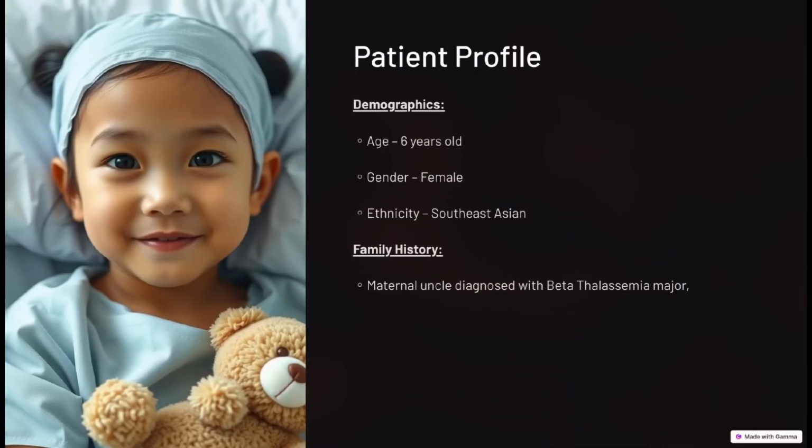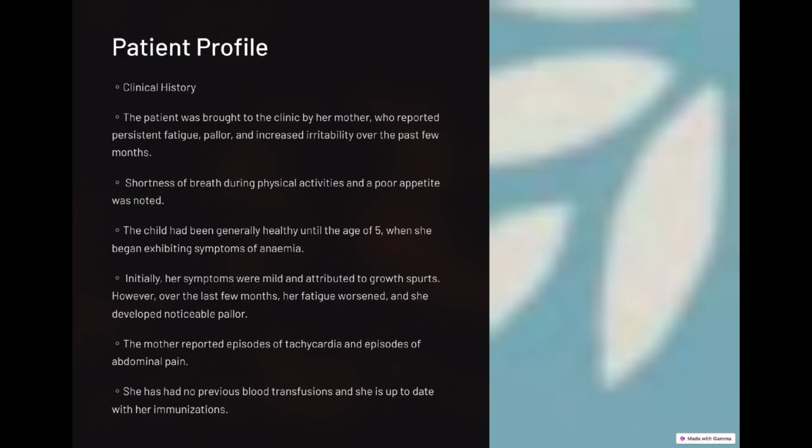The patient was 6 years of age, female, and Southeast Asian. The family history is that her maternal uncle was diagnosed with beta thalassemia major. The clinical history states that the patient was brought to the clinic by her mother, who reported persistent fatigue, pallor, and increased irritability over the past few months. Shortness of breath during physical activities and a poor appetite were noted.